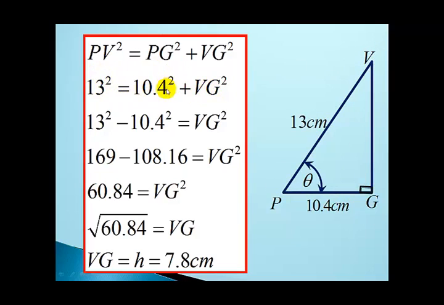Now we group the squares on the left hand side. So 13 squared minus 10.4 squared is equal to VG squared. Now 13 squared is 169 and 10.4 squared is 108.16. Now 169 minus 108.16 is equal to 60.84, and this is equal to VG squared. Now how do you find VG? Take note that the distance from V to G is the same as the height of the pyramid. So we take the square root of both sides, and the square root of 60.84 is 7.8 centimeters. So the distance from V to G, that is the height of the pyramid, is equal to 7.8 centimeters.